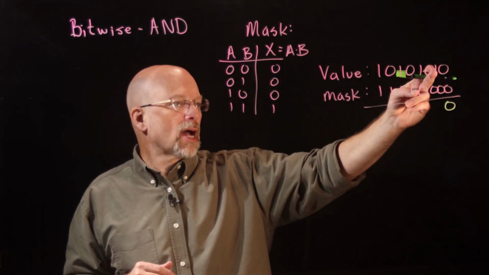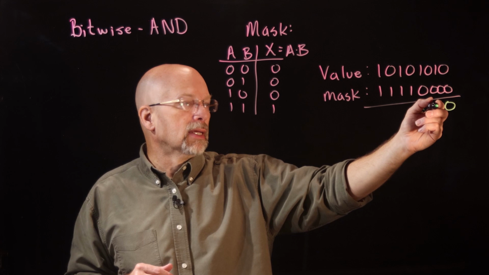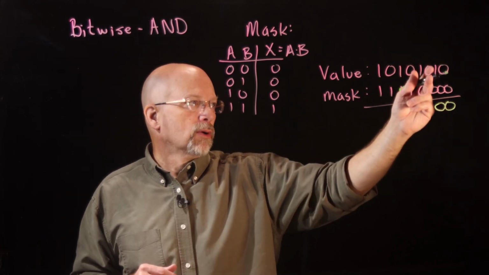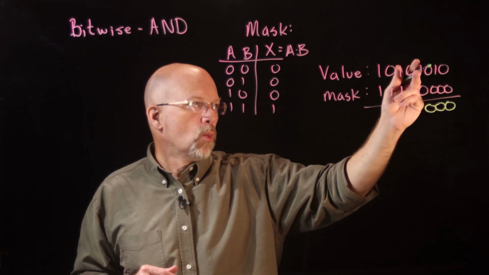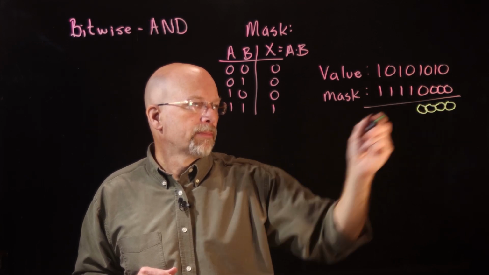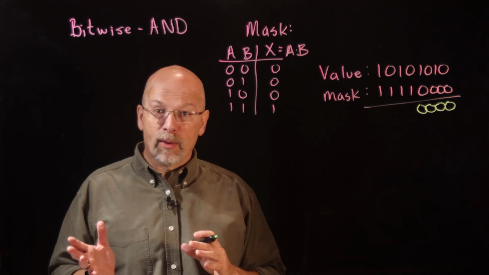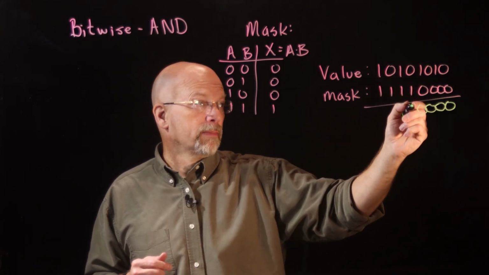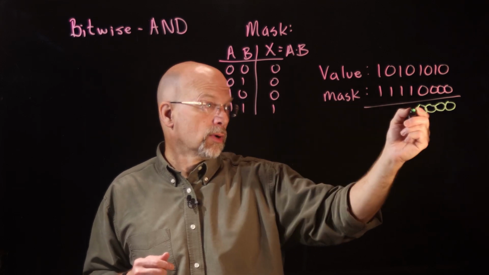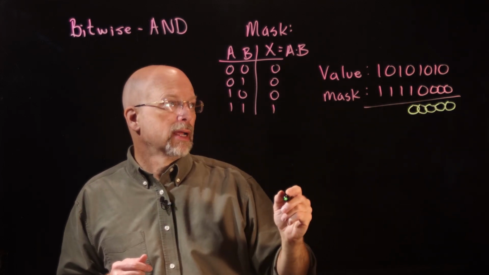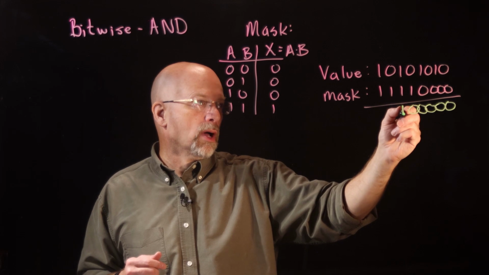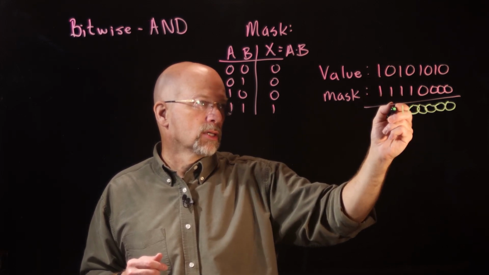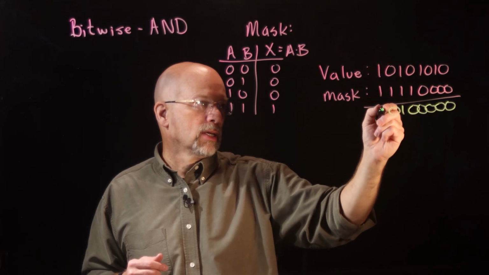Now, I've got the next column. 1 and 0 is, well, 1 and 0 is 0. Then 0 and 0 is 0. 1 and 0 is 0. All right? Now we move on to the portion of the mask where there are 1s. 0 and 1, well, 0 and 1 is 0. All right? 1 and 1 is 1. 0 and 1 is 0. 1 and 1 is 1.